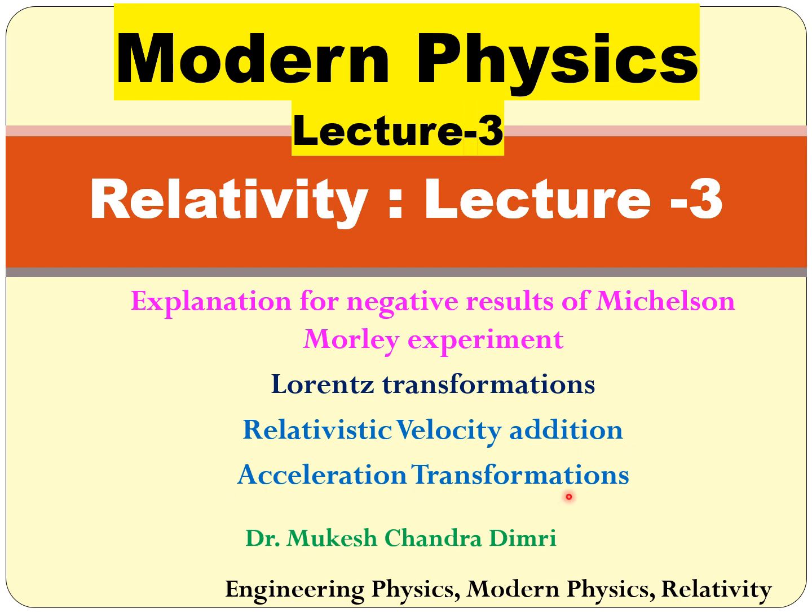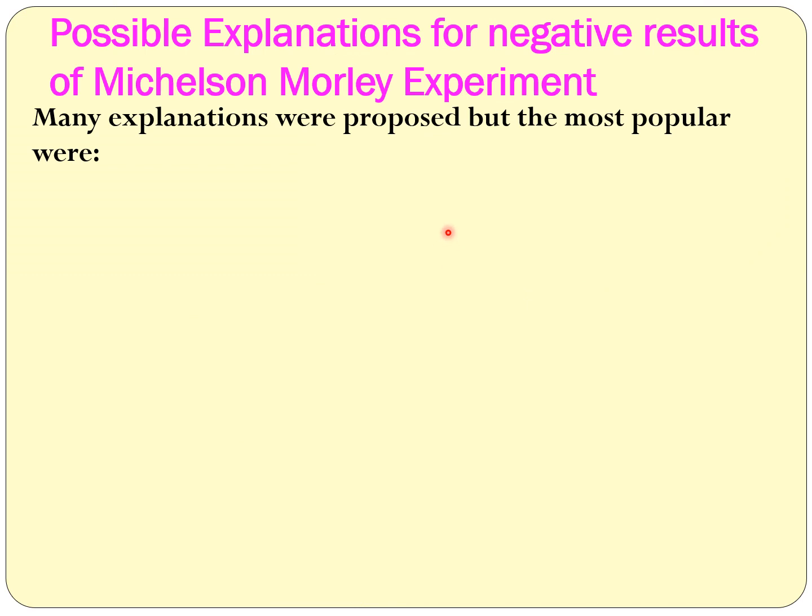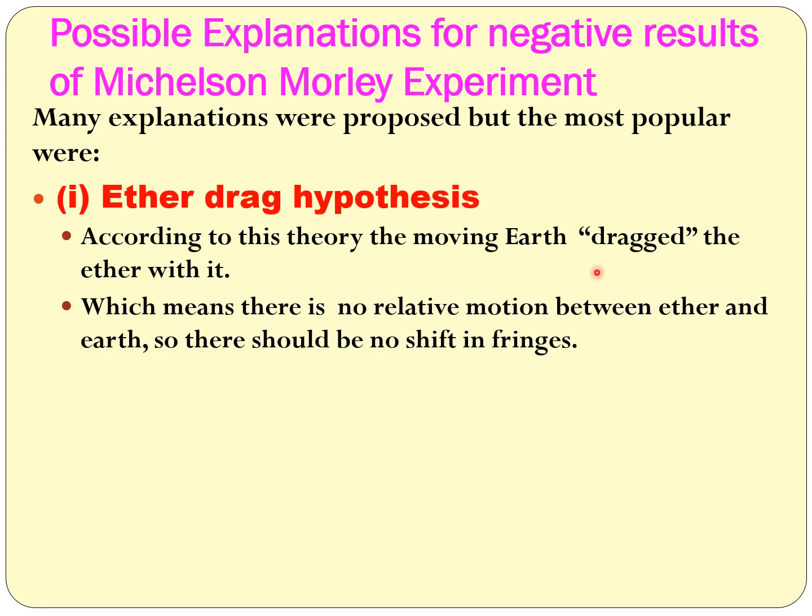Hello friends, I am Dr. Mukesh Dimri and this is our lecture number 3 in modern physics. In this lecture we will discuss the explanation for negative results of Michelson-Morley experiment, then Lorentz transformations and the relativistic velocity addition formula, and also the acceleration transformations. The possible explanations for the negative results of the Michelson-Morley experiment: the first one was the ether drag hypothesis. According to this theory, the moving earth dragged the ether with it. So there is no relative motion between the ether and earth, and that's why there should be no shift in the fringes.